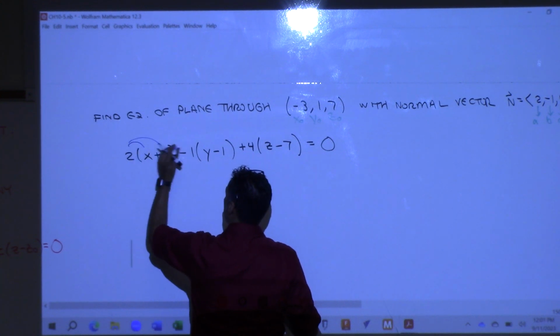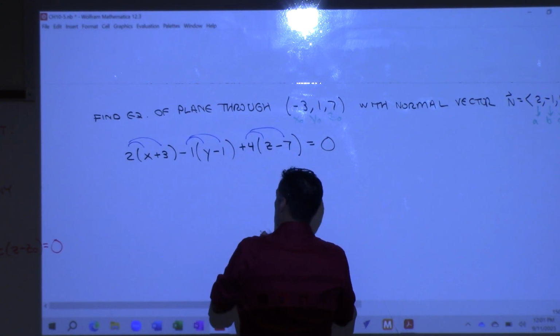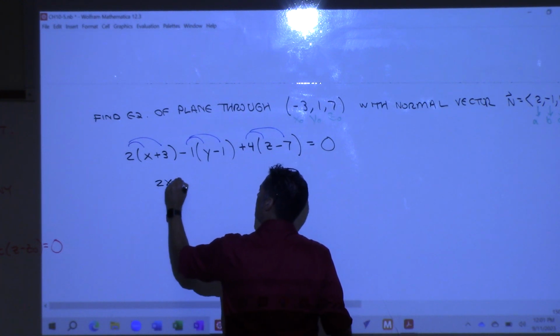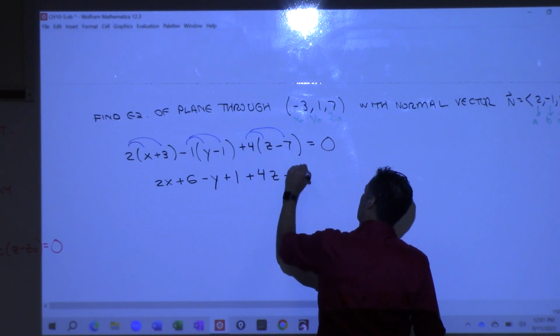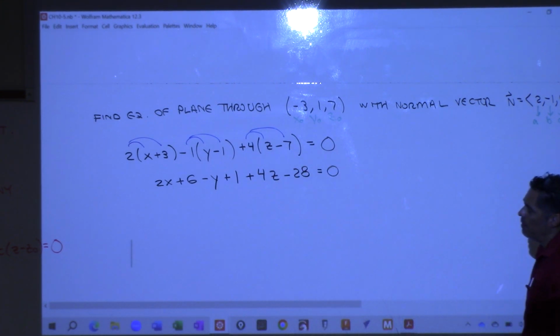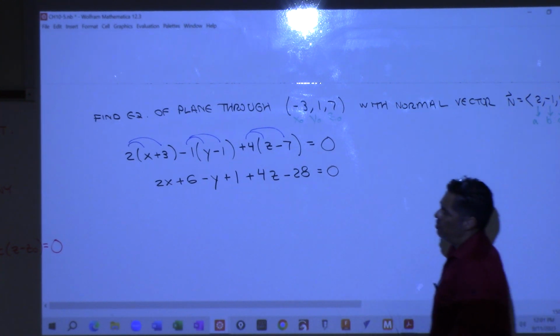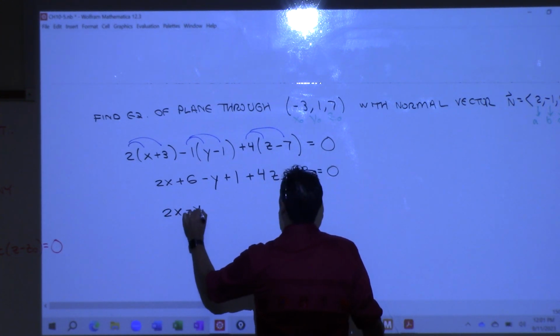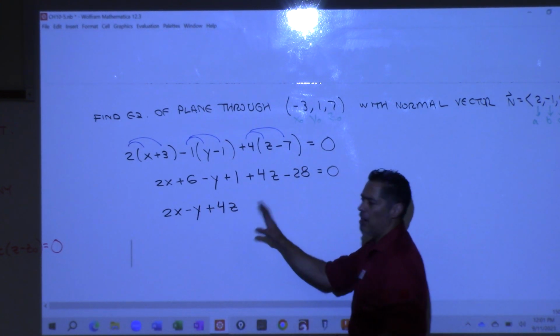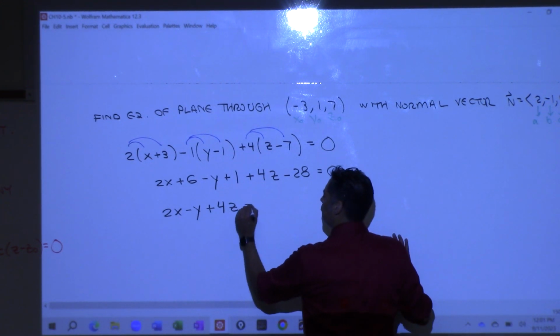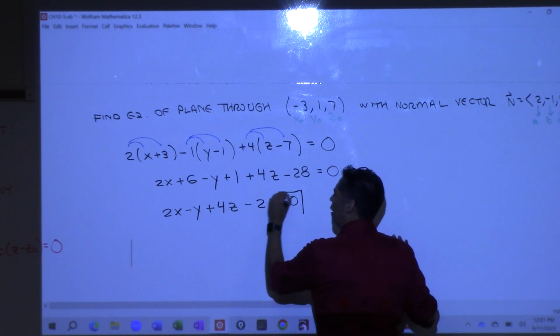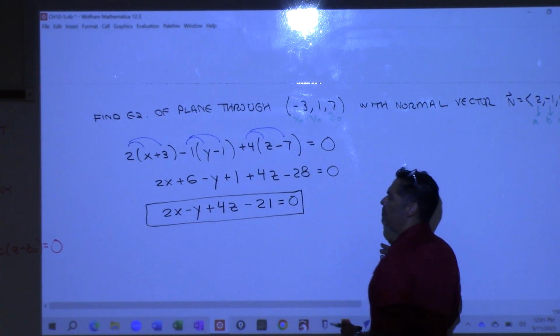These numbers through. Distribute, distribute, distribute, and we will get 2x plus 6 minus y plus 1 plus 4z minus 28 equals 0. 2x minus y plus 4z, that's all the stuff with variables in it. And then we put all our constants together. And let's keep all our constants on the left side for now. What do we get there? Minus 21? Sounds good. Equals 0. That right there is the equation of that plane.